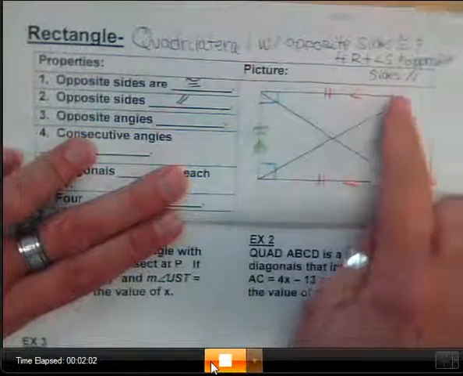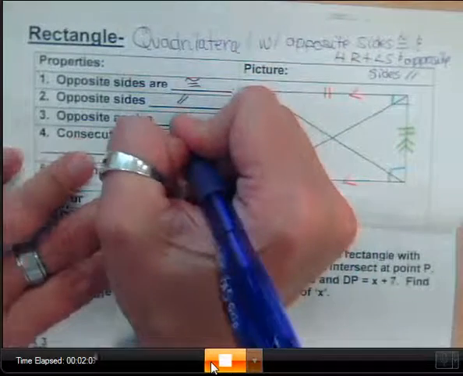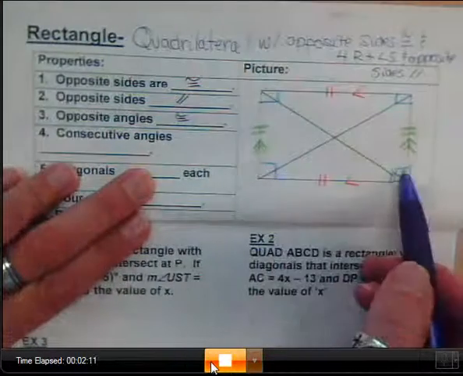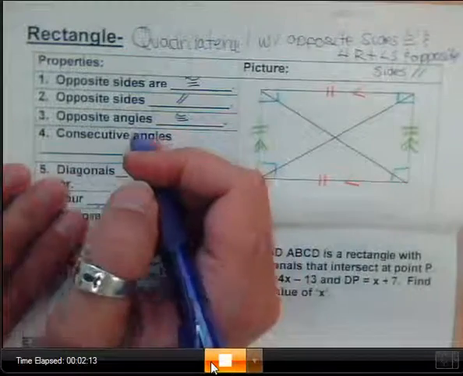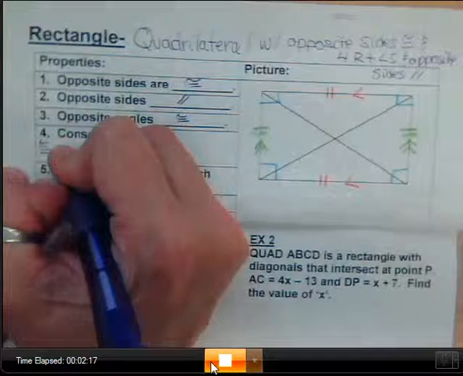Okay. Opposite angles. Well, opposite angles, they both are right angles, so they would be congruent. Consecutive angles, well, that means in a row. So right angle, right angle. So consecutive angles would be congruent, but they're also supplementary.